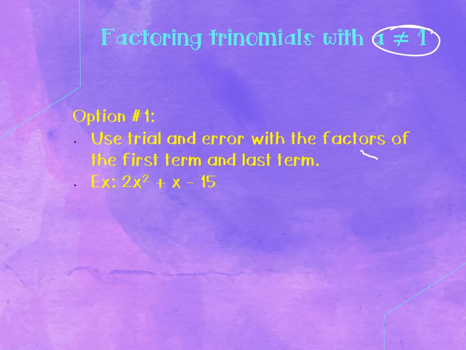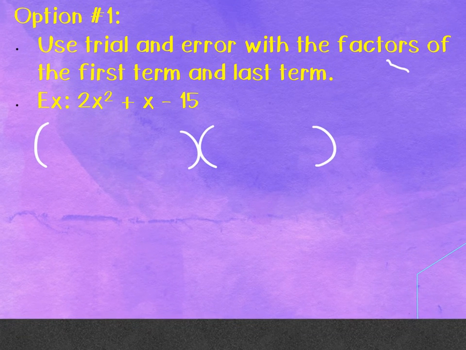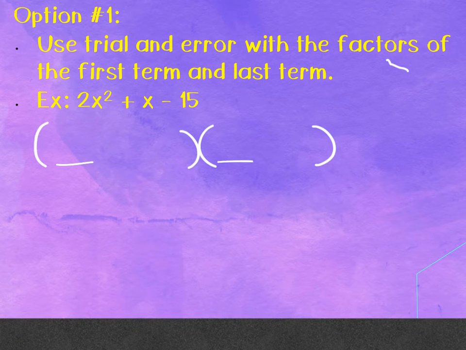So if I look at 2x squared plus x minus 15, I could set up my two sets of parentheses. The first term in each is going to get filled with the product that would give me 2x squared. So 2 is pretty easy because it's got to be 2x and x. There's no other combination of that. If it was 12, I have to do 1 and 12, 2 and 6, 3 and 4.